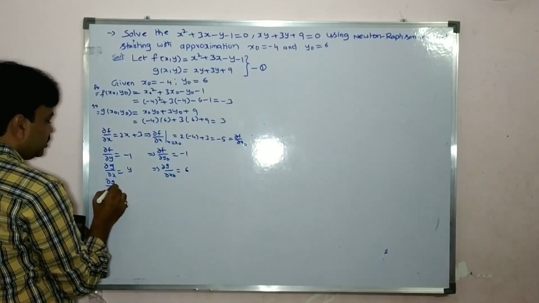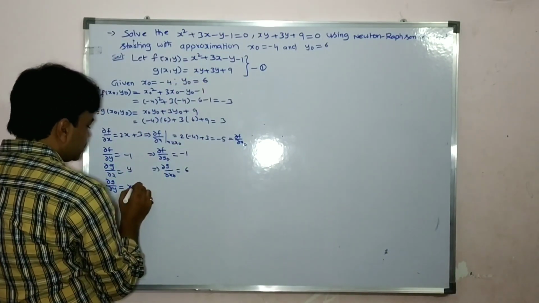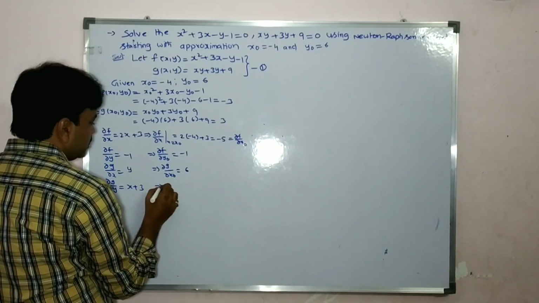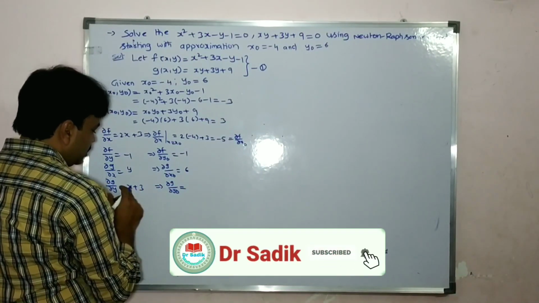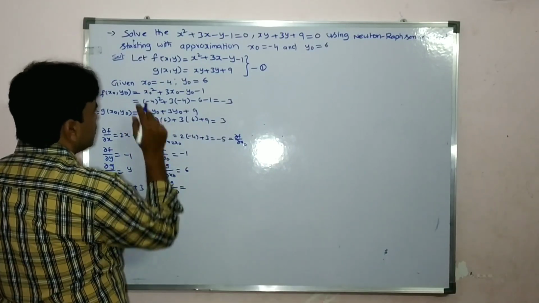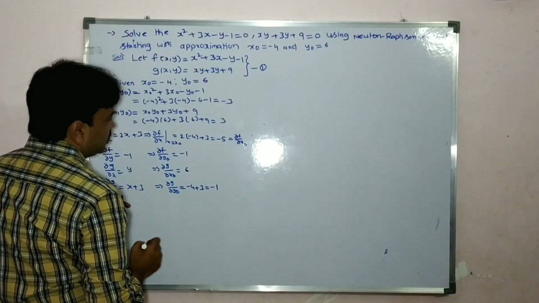Now dou g by dou y, so that is equal to x plus 3, students. That implies dou g by dou y naught. So that is equal to, what is x naught value, students? Minus 4 plus 3. So that is equal to minus 1.